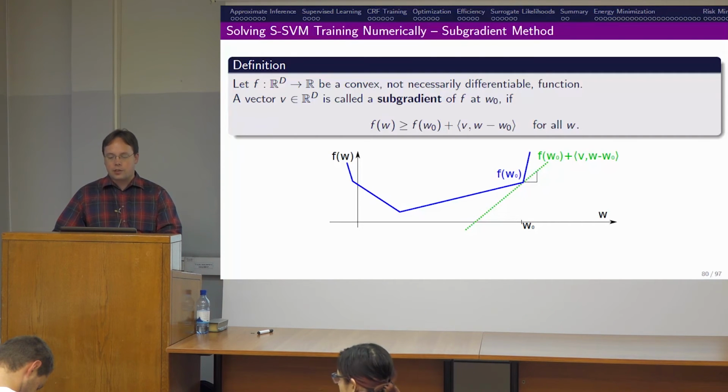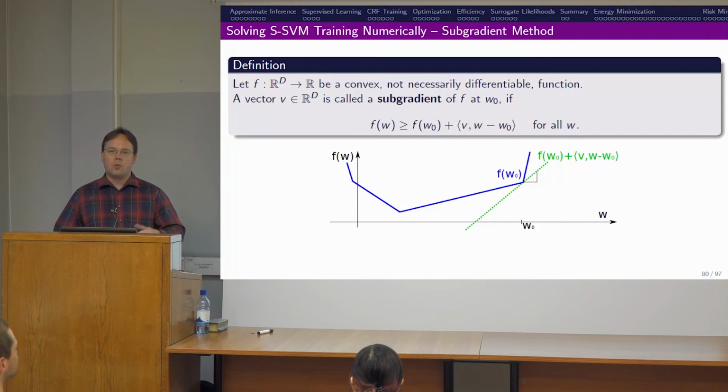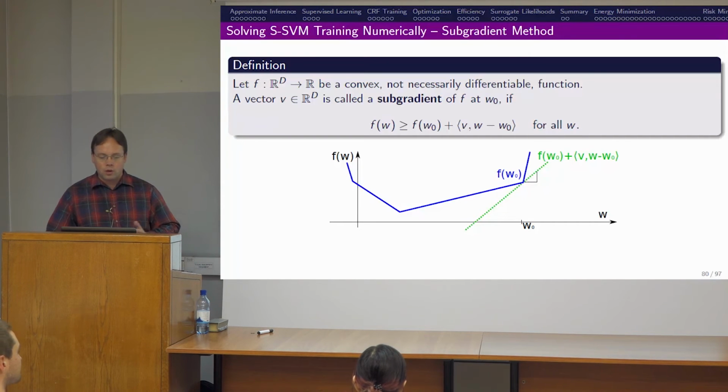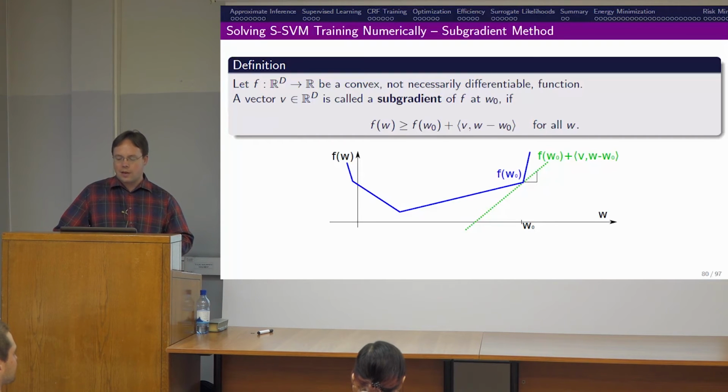This is a linearization of your function with slope v. The linearization of your function with slope v has to be below the actual function itself. So this generalizes the gradient, the slope of the function v. This is an example of a slope of a function such that the linearization of the function lies below the graph of the function. So this is a valid subgradient.